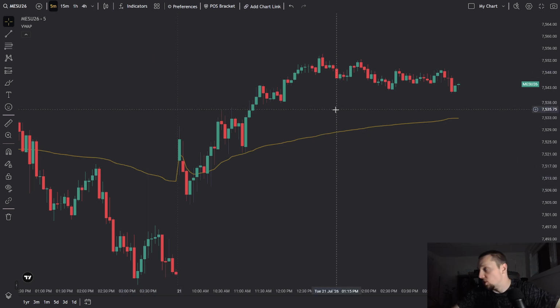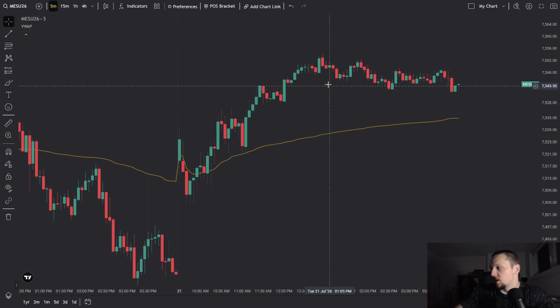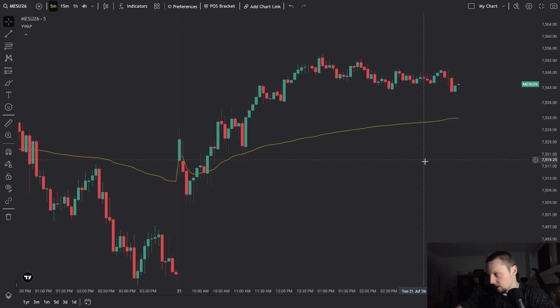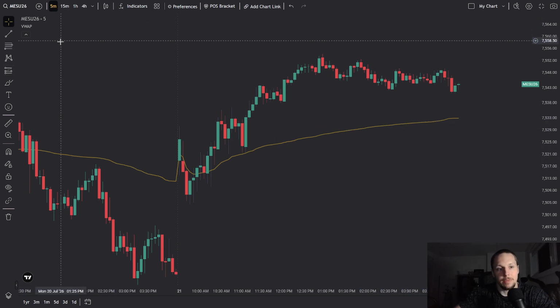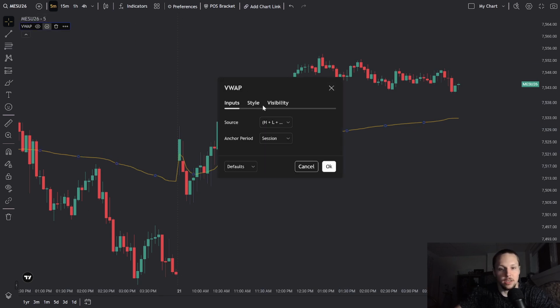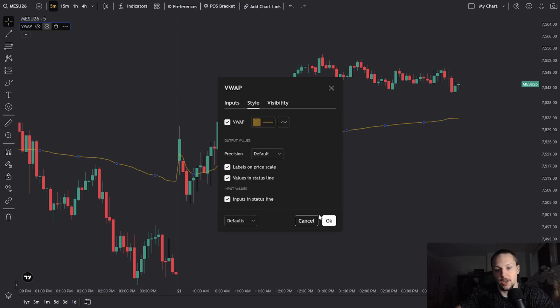And I'm going to be trading the New York session today. It starts at 9:30 a.m. New York time, and it starts at 10:30 a.m. my local time. And we have one indicator on the charts, our VWAP line. It's basically unadjusted. Here are the settings for it.